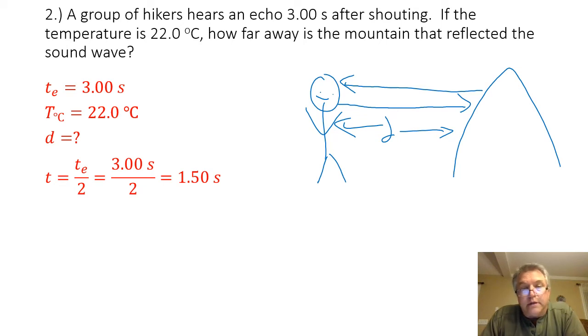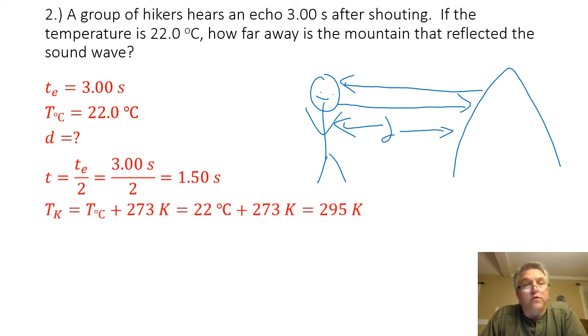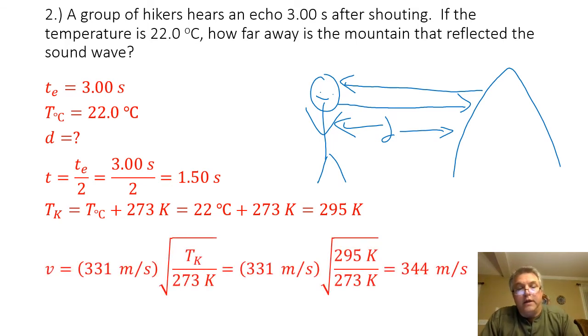Now to determine the speed of the sound wave in air at 22 degrees Celsius, I need to know the air temperature in Kelvin. So once again, I have to convert from Celsius to Kelvin. So I'm going to take my 22 degrees Celsius, add 273 Kelvin, and I will have an air temperature of 295 Kelvin. I then take that temperature, plug it into my speed of sound in air formula. And when I plug 295 Kelvin into that formula, I'm going to get a speed of the sound wave of 344 meters per second.